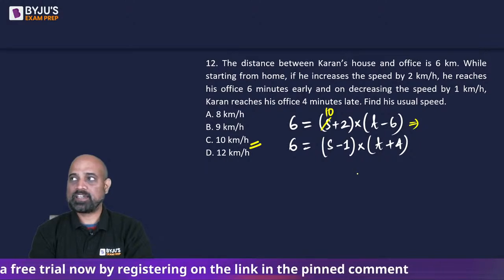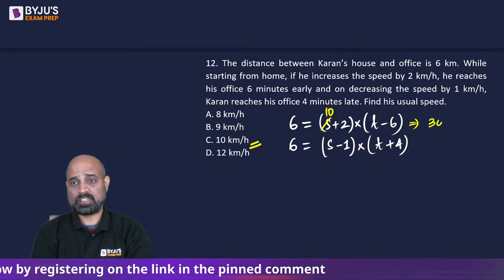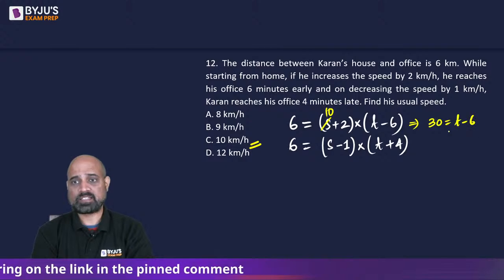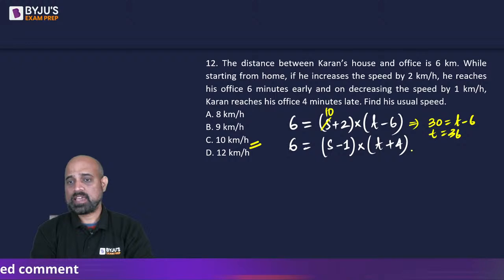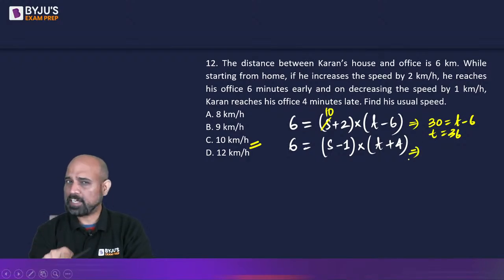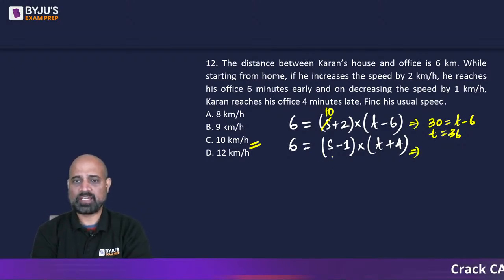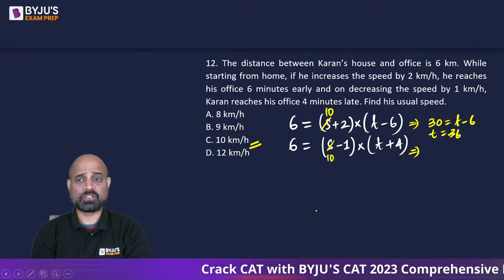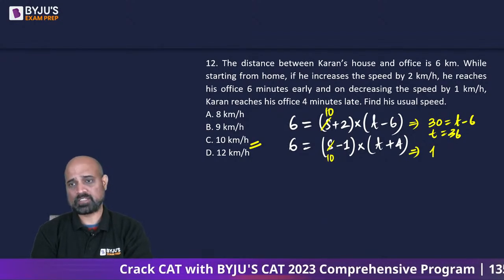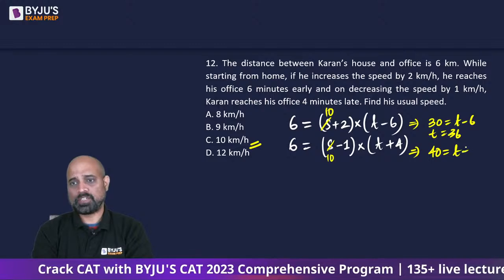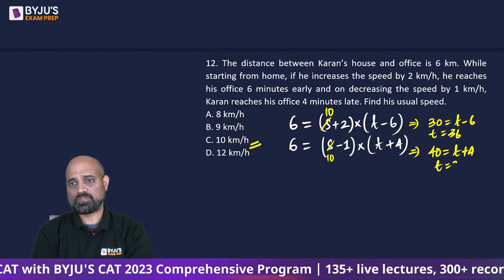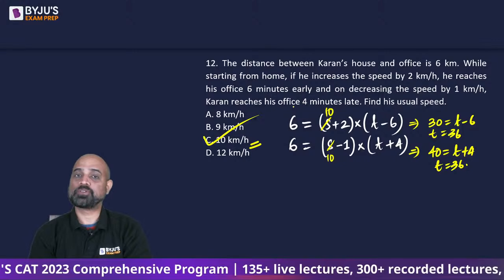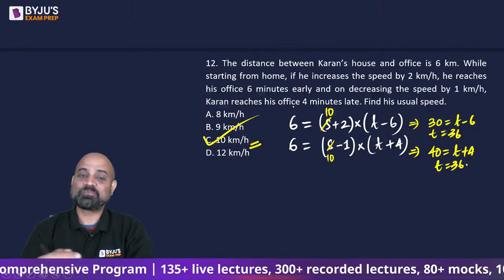6 by 12, which is half an hour. 30 minutes is equal to t minus 6. This gives us t is equal to 36. No problem. I should get t is equal to 36 from the second one also. Let's try. 10 minus 1 is going to give us 9. So 6 by 9 is 2/3. 2/3 of an hour is 40 minutes. 40 is equal to t plus 4, and this will also give us t is equal to 36. Bravo. Bravo as in not B option. Bravo means good.